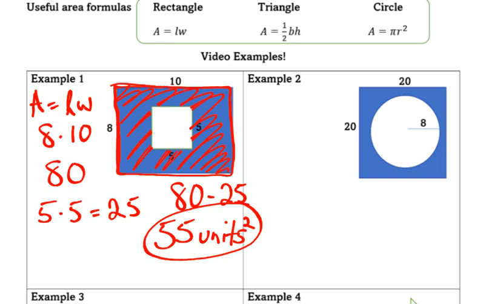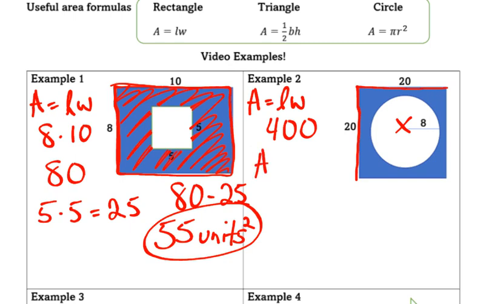In example 2, I have a square. It's 20 by 20. So I'm going to find the area of that whole thing. That's length times width, for 400. That's just 20 times 20. Again, that's including more than I want to include. I just want to find the shaded part, so I'm going to take away this unshaded circle.